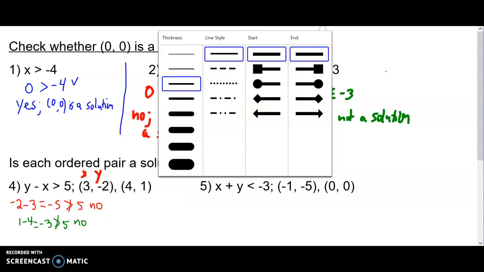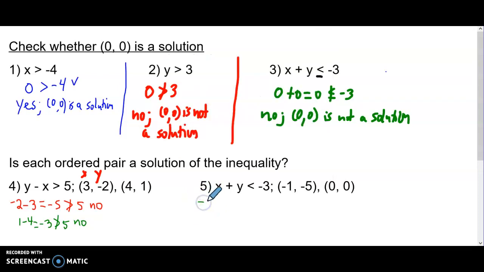Number 5. First one says, if I substitute correctly, -1 plus -5, you're adding two negatives, so you're getting more negatives. Is -6 less than -3? Yes, it is. On the number line, it would be to the left of -3, so it's smaller. So it works. So this is a yes, which means a solution. Let me go to the other one, (0, 0). So I should have 0 plus 0, which is equal to 0. Is 0 less than a negative number? No, it is not. So that's a no.